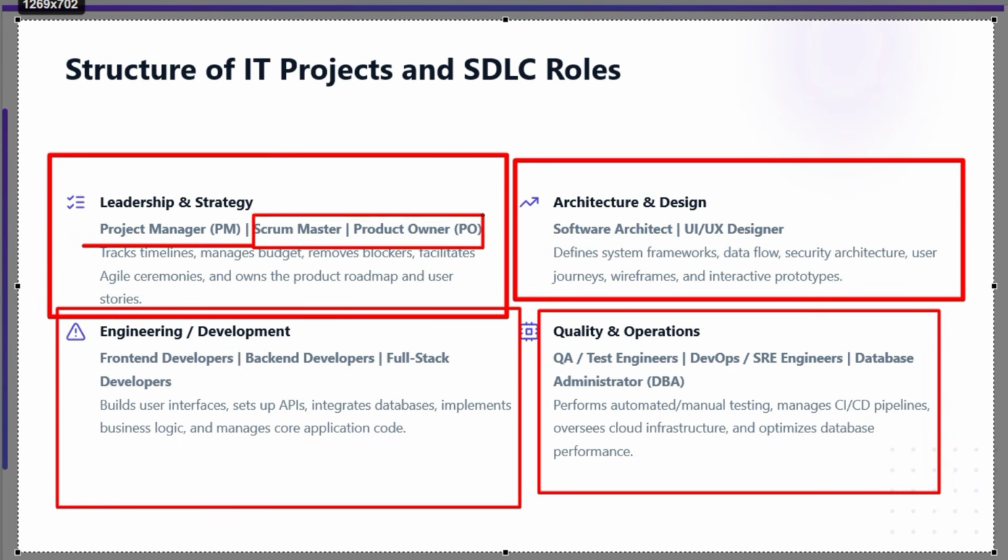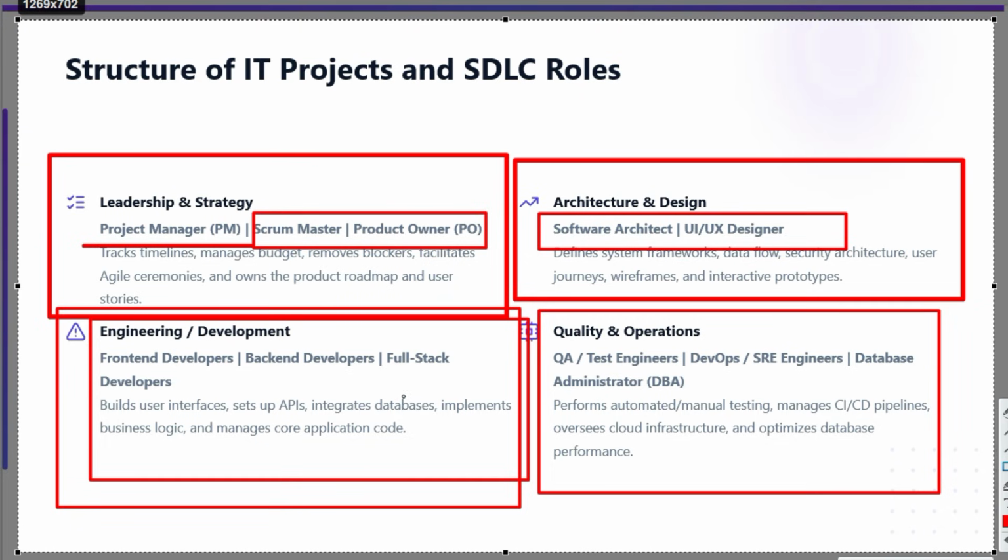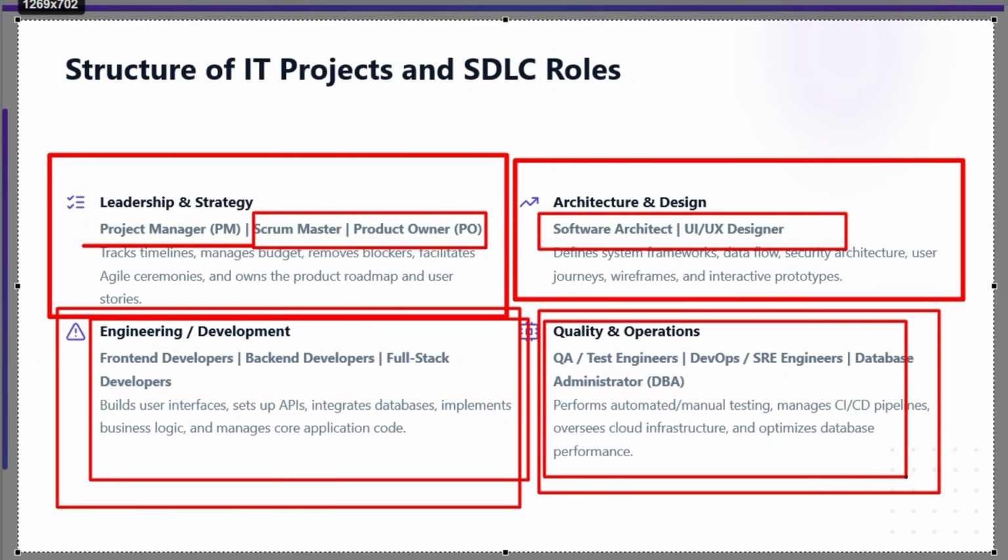Under the leadership and strategy team, you will have designations like project manager, scrum master, and product owner. These people can take decisions, and that is why they are called the leadership and strategy team. Under architecture and design, software architects, UI UX designers, and experienced developers play a major role, where they design the whole application from a very high level and at the beginning. As you know, the engineering and development team will have different sets of development skills, and again they are going to develop, whereas quality is going to test the application before it is delivered.